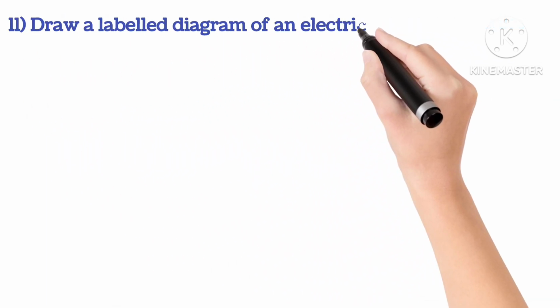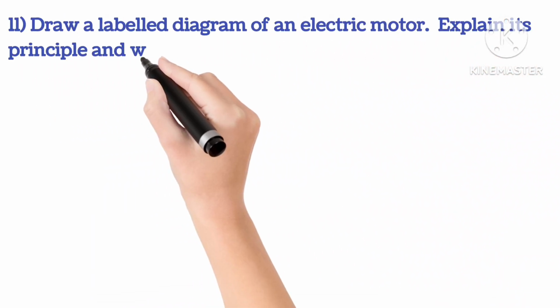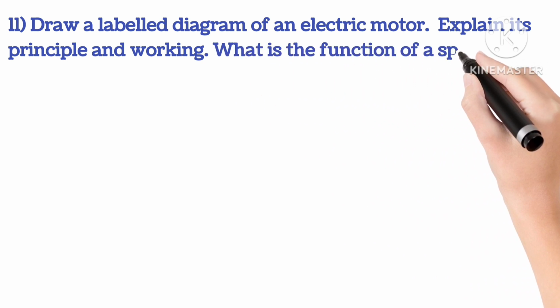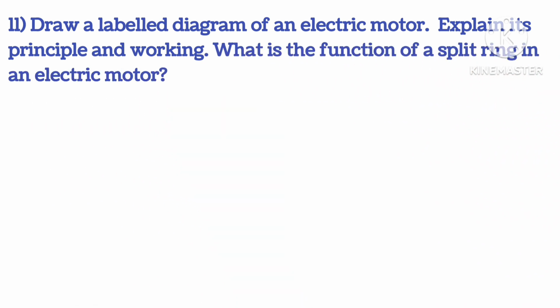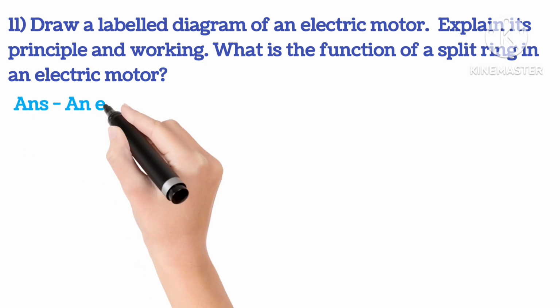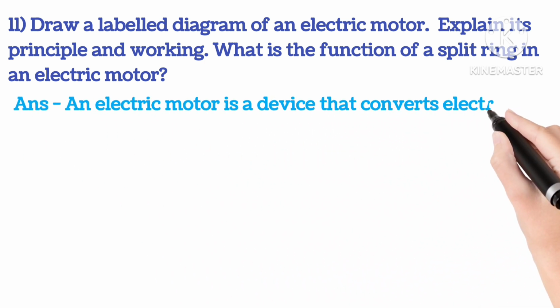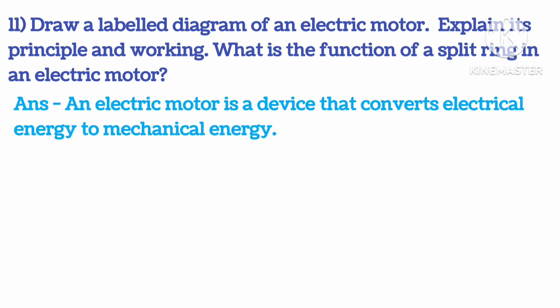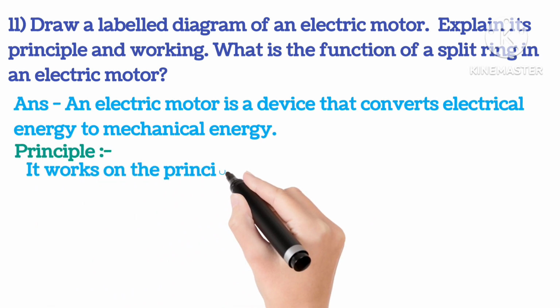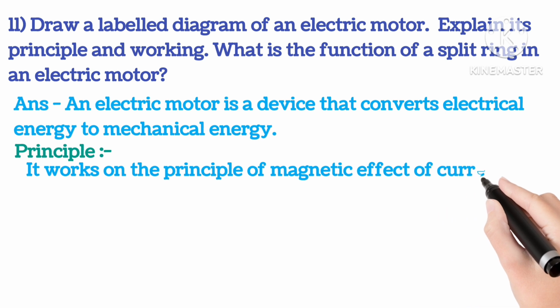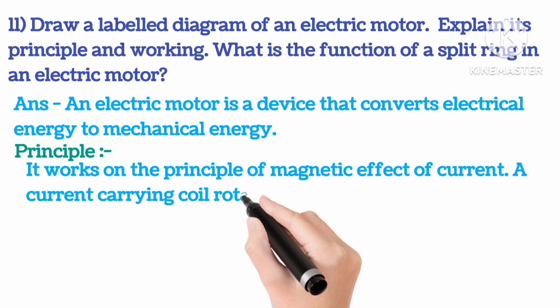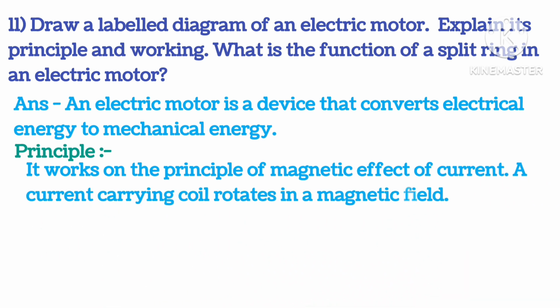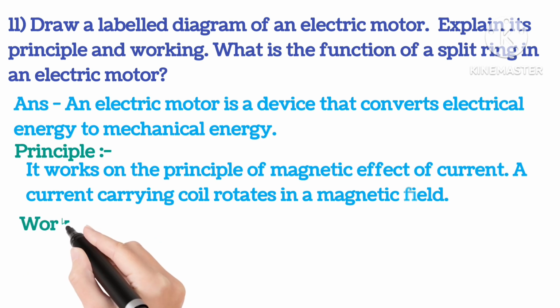Draw a labelled diagram of an electric motor. Explain its principle and working. What is the function of split rings in an electric motor? Electric motor is a device that converts electrical energy into mechanical energy. Principle: it works on the principle of magnetic effect of current. A current carrying coil rotates in the magnetic field.